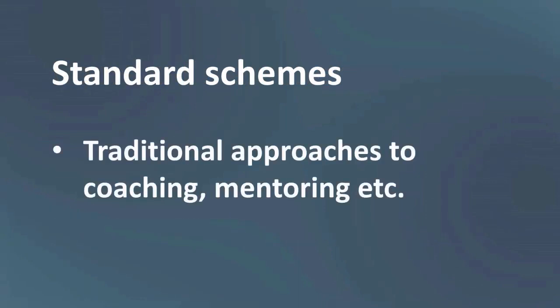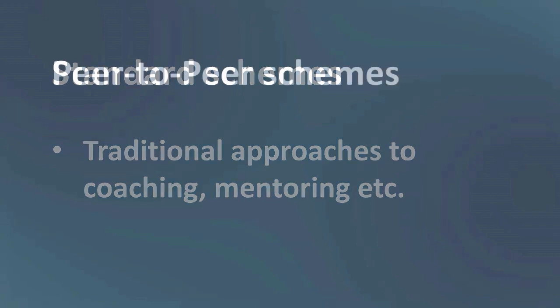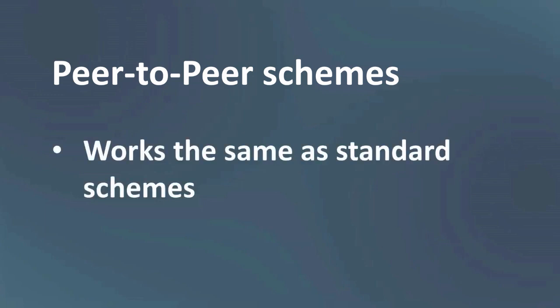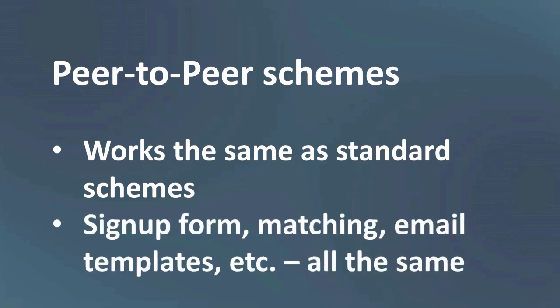Standard schemes are used for traditional approaches to coaching, mentoring and other partnerships where there's a clear distinction between roles. Peer-to-peer schemes are used when no such distinctions exist, such as co-mentoring or buddy schemes. Almost everything in peer-to-peer schemes works in exactly the same way as for standard schemes, including creating the sign-up form, setting up the matching flow, email templates, matching, managing partnerships, member profiles, and so on. The main difference is that there's just one member type.